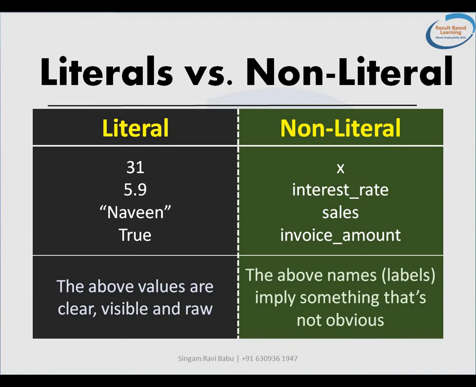The above values are clear, visible and raw. When it comes to non-literals, if you look at the right side of the table, we see some non-literals like X. We don't know what X means. Interest rate. We don't know what the interest rate is by looking at the compound word interest rate. We don't understand what sales means, or what the invoice amount is. The above names or labels imply something that's not obvious. They are meant for something and we don't know what. So these are non-literals, whereas on the left side we have literals.